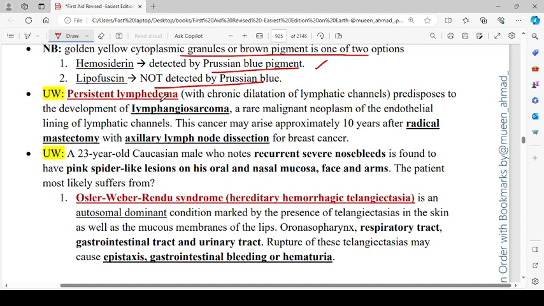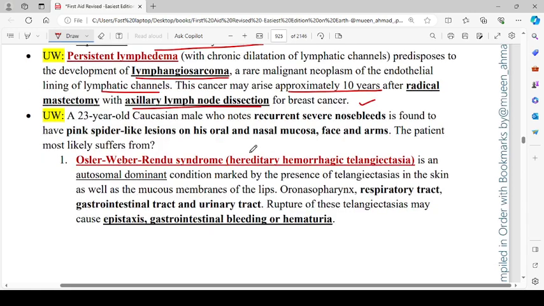A UWorld point is persistent lymphedema with chronic dilation of the lymphatic channels predisposes to the development of lymphangiosarcoma, a rare malignant neoplasm of the endothelial lining of lymphatic channels. This cancer may arise approximately 10 years after the radical mastectomy and axillary lymph node dissection for the breast cancer. Okay. Then we have a UWorld point.